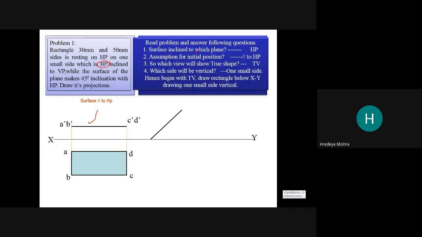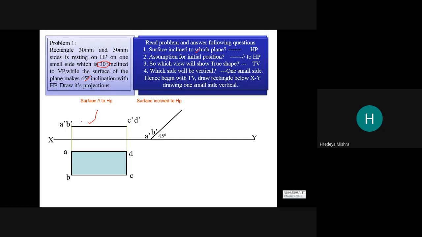Second step, plane inclination, plane inclination HP. So we show this inclination in the vertical plane, like in the line projection. So we draw a 45-degree line from the XY line, above the XY line. Okay, what next? Now surface inclined to HP. Okay, so this is 45-degree AB.